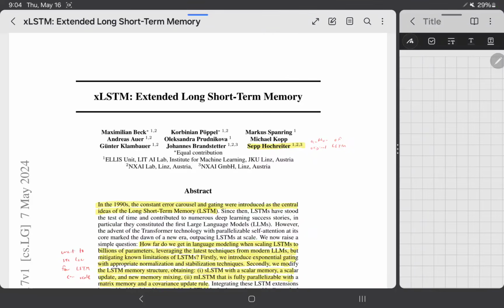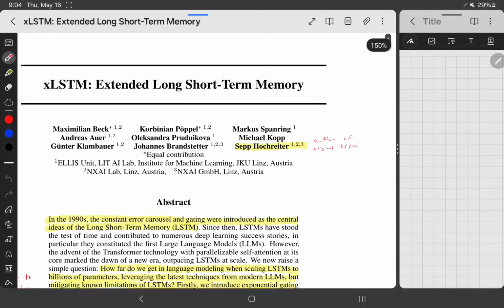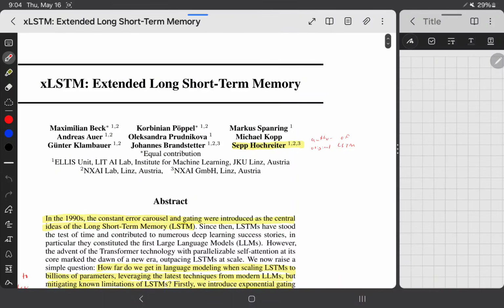xLSTM is an improvement upon LSTMs. We all know, we all love LSTMs, but they've basically been replaced by transformers because transformers are just so much more expressive than LSTMs. So this paper is actually written by one of the original authors of the LSTM. I'm pretty sure they are one of the original authors of the LSTM. So yeah, they're coming back with another LSTM.